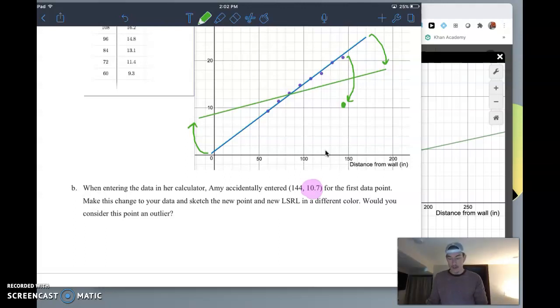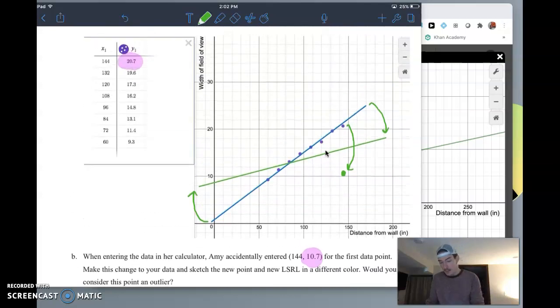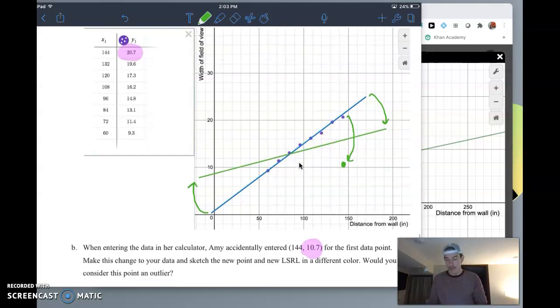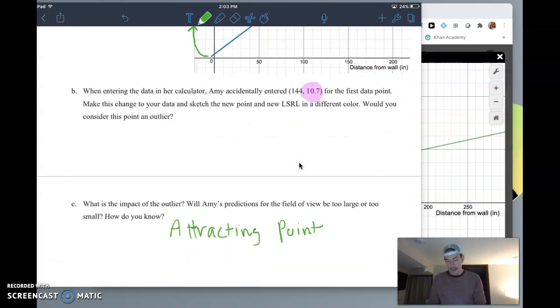Now consider the opposite. If my outlier was up above, maybe Amy mistyped it and it was 30.7, then obviously that would work the same, but in the other direction. So just keep those kinds of things in mind. That outlier is an attracting point.